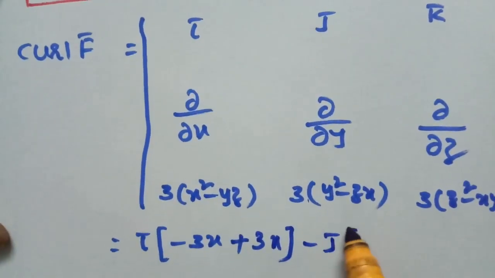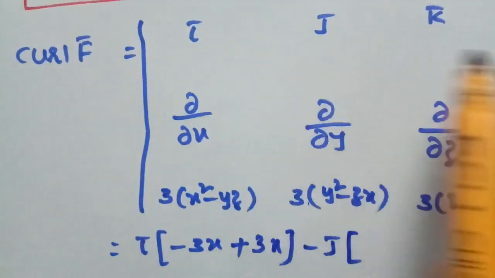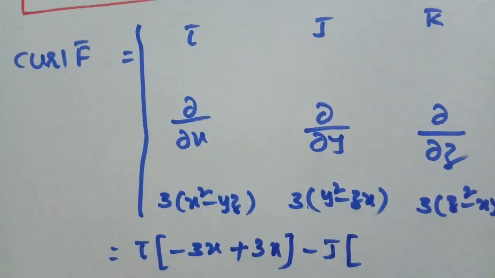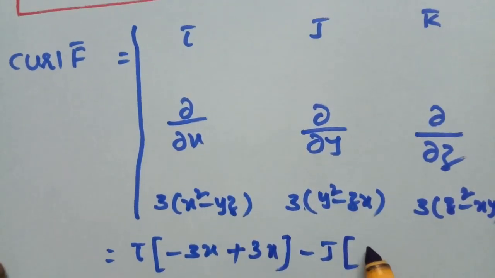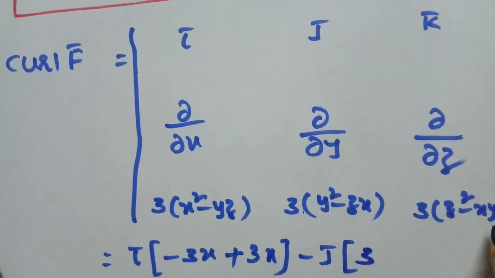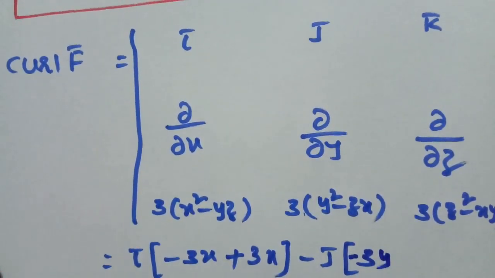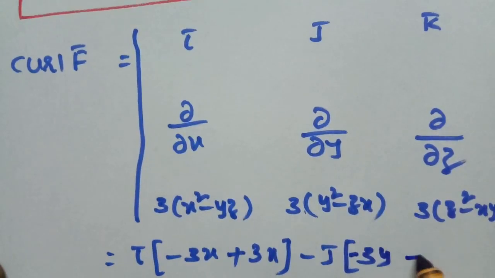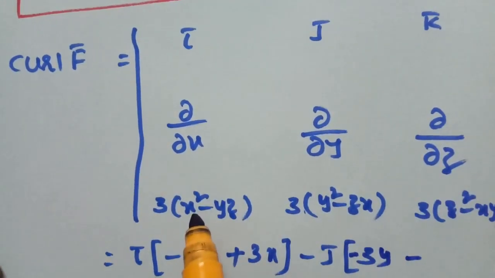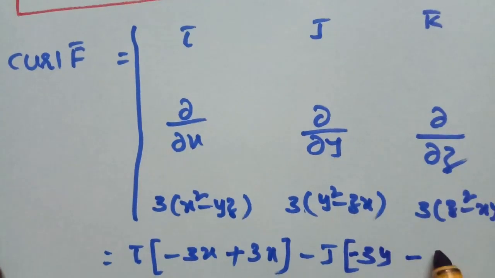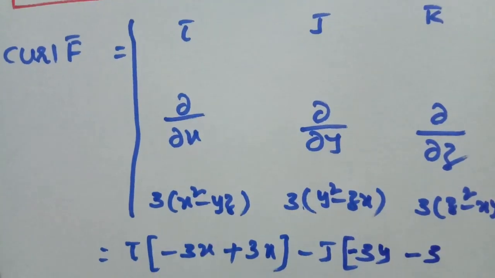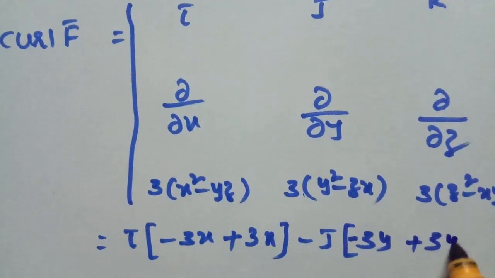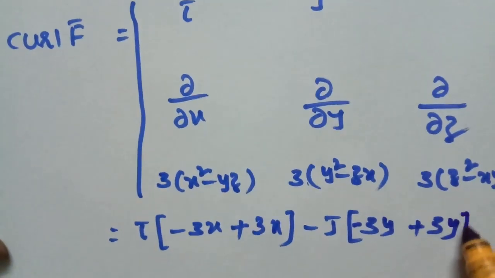Minus j bar into, by deleting the first row and second column, ∂/∂x of this one with respect to x: 3 into, the z square derivative is 0. Therefore minus 3y. So in this the x derivative is 1, y is a constant. Next, minus ∂/∂z of this one, the partial derivative; 3 is a constant. The derivative of x square is 0, minus minus plus the derivative of yz. So y is a constant, the z derivative is 1.